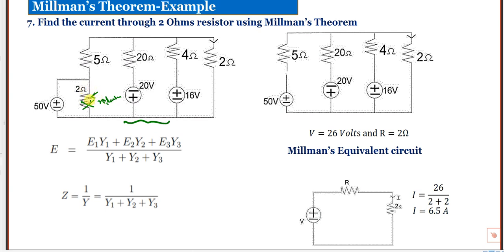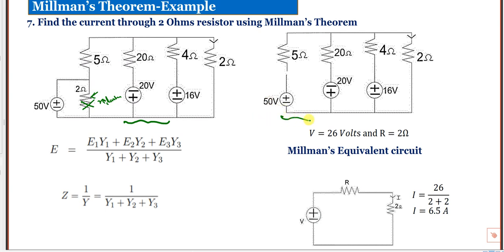Remember, any resistance in series with an ideal current source can be ignored. Any resistance parallel to the ideal voltage source can be ignored as redundant. So this 2 ohm is removed, and this circuit is reduced to this.